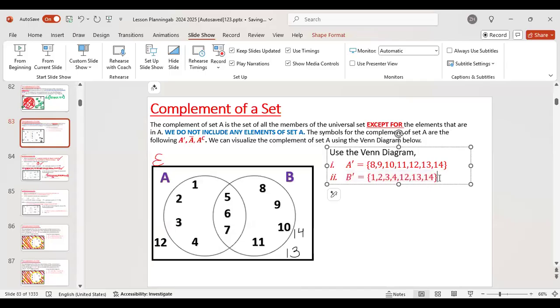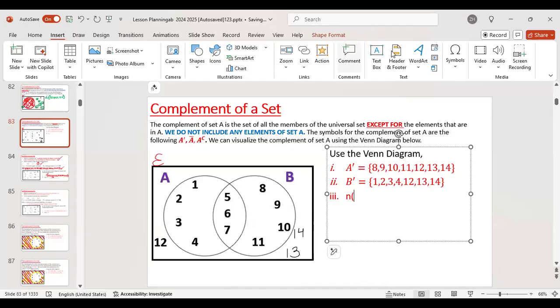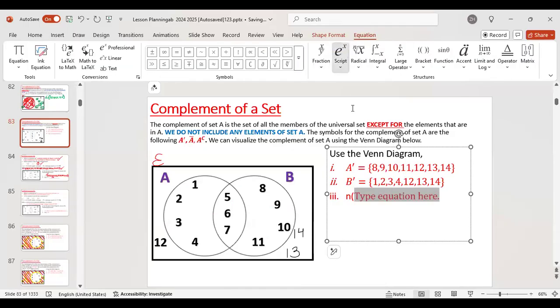The next question said, okay, since you all know all that, let's make it a little interesting. So what we want to figure out is, you all should know by now what this is saying. What is this saying? The number of elements. The number of elements in what? The complement of A. Very good. So what is the number of elements in the complement of A?